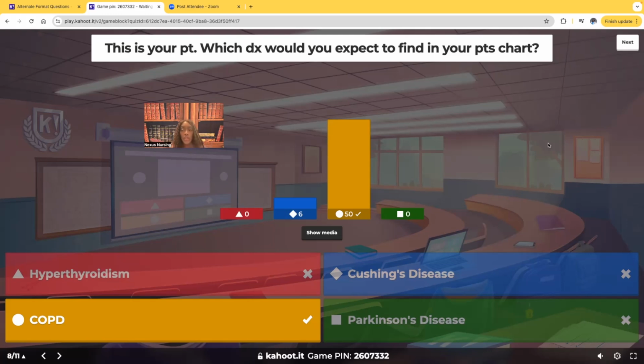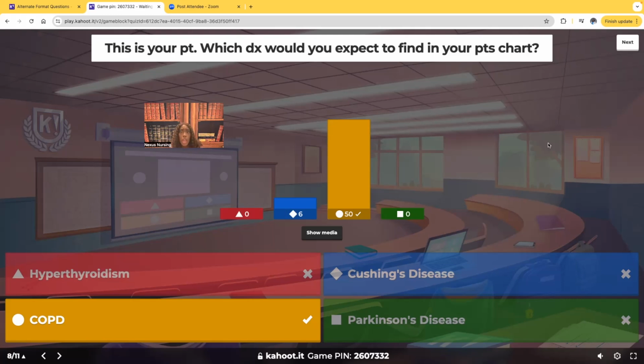Now, let's talk about the other options before we move on. Hyperthyroidism. With a patient with hyperthyroidism, maybe I'd put a picture of a goiter, right? Or exophthalmos, their eyes bugging out. The patient may have hypertension. They may have diarrhea. They may have increased heart rate. Everything is up. That's your hyperthyroidism patient.